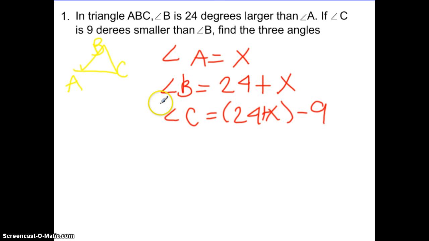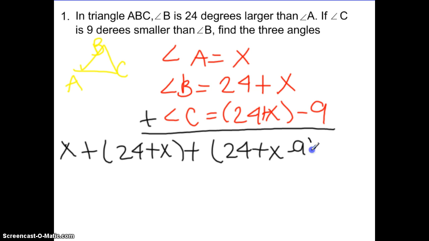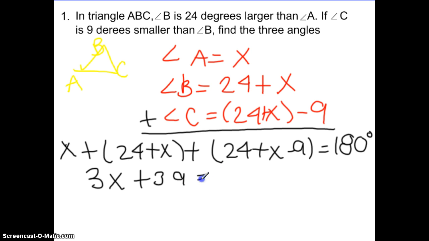Now all you have to do is your algebra. You're going to add all three of these angles together, so we're going to have angle A plus angle B plus angle C, and you're going to set it equal to 180 degrees because there's 180 degrees in a triangle. When you solve, you combine all your like terms, and you're going to be left with 3x plus 39 equals 180.